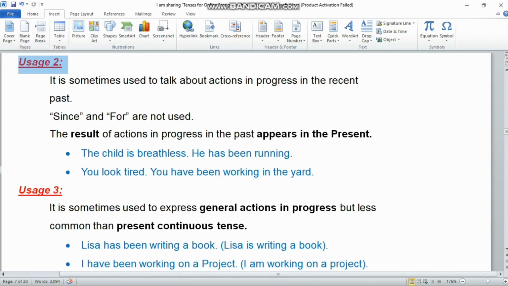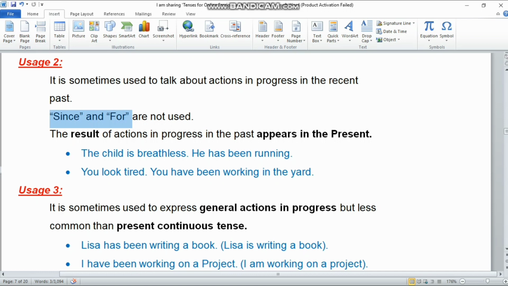Now we are going to talk about the second usage of present perfect continuous tense. It is sometimes used to talk about actions in progress in the recent past, with no connection in the present: an activity that was in continuation in the past, but its result can be seen in the present time. This is what's written here. And yes, you need to keep in mind that the words we just studied in the first usage are not repeated here. We do not use since and for in this particular usage. The result of actions in progress in the past appears in the present time.